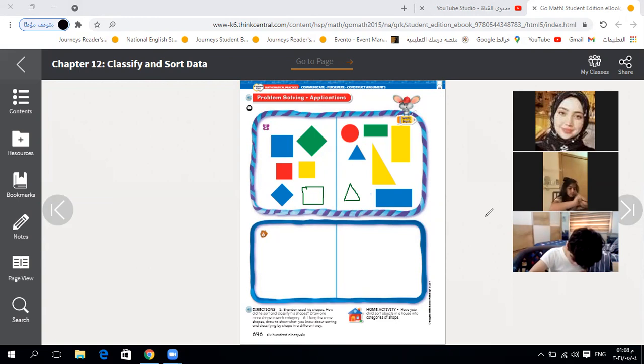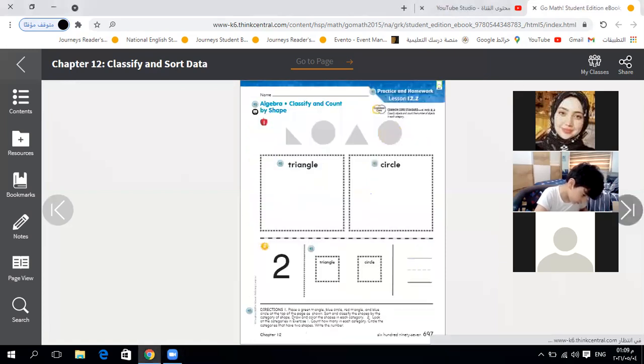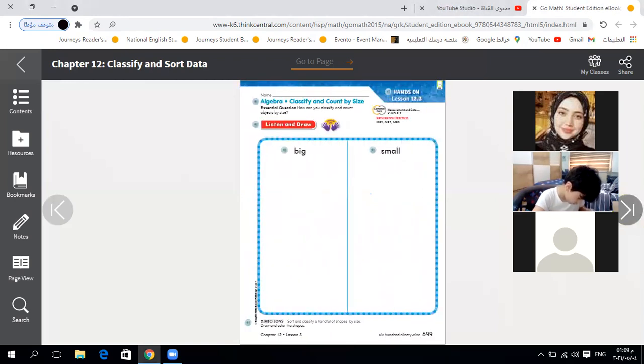Draw a square, then draw any shape you want. Bravo Amir. Finish Hala. Come on, open your next page. Okay.